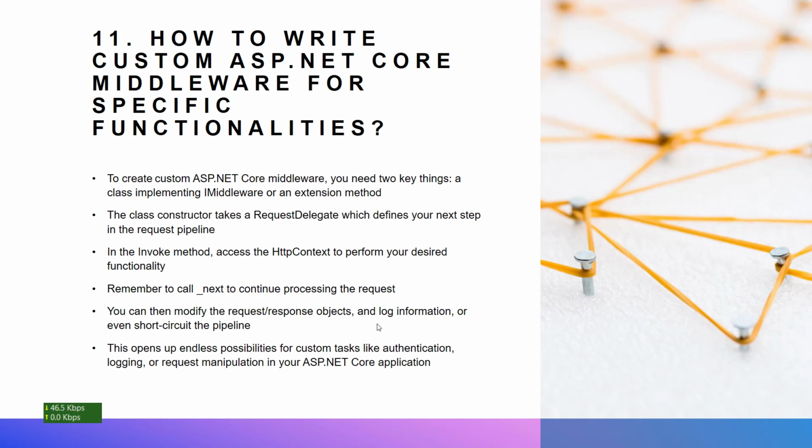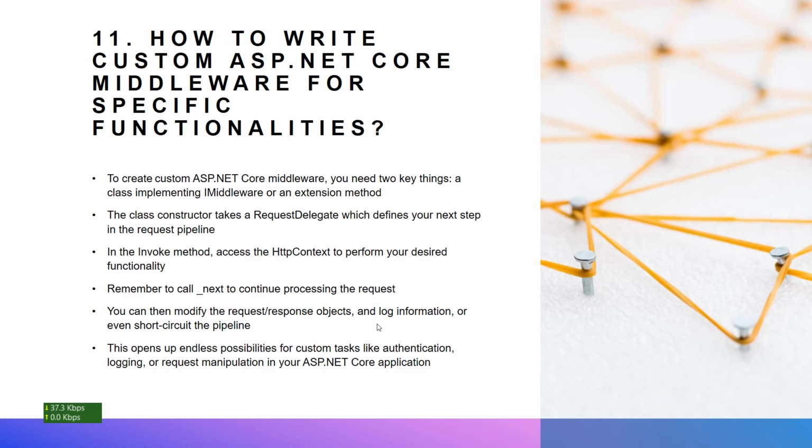Then comes how to write custom ASP.NET Core middleware for this specific functionality. As I mentioned, we can have our own middleware in which all the different logic can be implemented. For those reasons, we need to have our custom middleware prepared. But there is something we need to know before creating the middleware. To create custom ASP.NET Core middleware, you need two key things to implement. As I mentioned previously, the IMiddleware interface needs to be implemented.